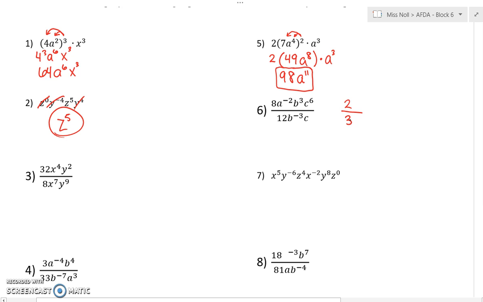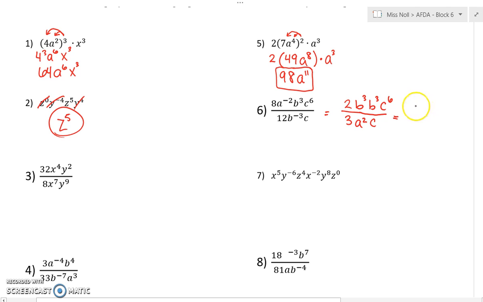Now I took care of my coefficients, great. Now anytime I have a negative exponent, they're going to jump across the fraction line. So a to the negative 2nd is going to jump down here and become a to the positive 2nd. b to the negative 3rd down in the bottom is going to jump up to the top and become b to the 3rd. But there's already a b to the 3rd in the top, so that needs to stay there. And there's a c to the 6th, and there's also a c down here. So that's one step. I'm not done, but that's a step in the right direction.